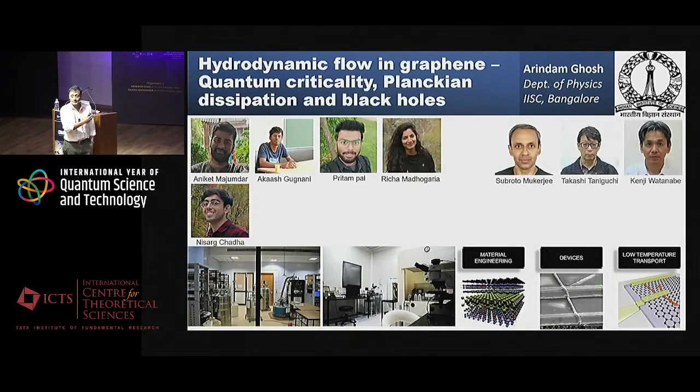People who have done the work are mostly here and had posters as well. And my theoretical collaborator, Shubhrata, I don't know, I think Shubhrata is here today. And of course, collaborators from Japan who provide wonderful quality of boron nitride.